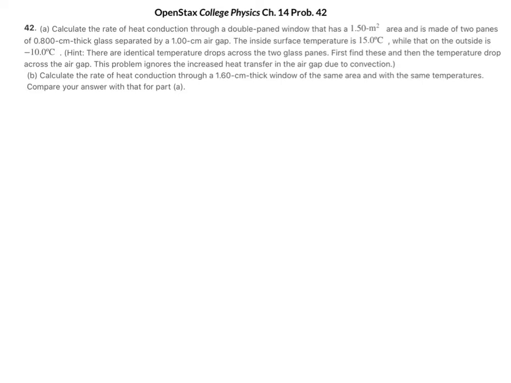Hint: there are identical temperature drops across the two glass panes. First, find these and then the temperature drop across the air gap. This problem ignores the increased heat transfer in the air gap due to convection. B. Calculate the rate of heat conduction through a 1.6 centimeter thick window of the same area with the same temperatures. Compare your answers with that for part A.